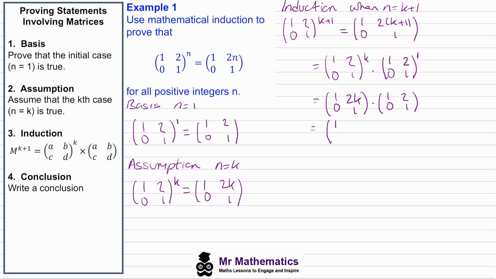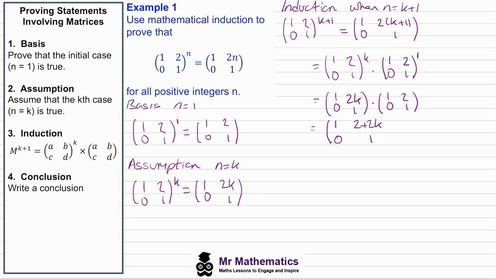Then we'll multiply the first row by the second column. So we get 1 times 2 and 2k times 1. So this gives us 2 plus 2k. Then the second row times the first column, 1 times 0 plus 1 times 0, which gives us 0. And then the second row times the second column, 0 times 2 and 1 times 1, which gives us 1.